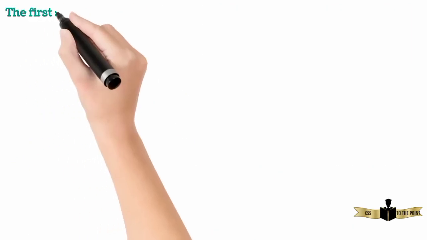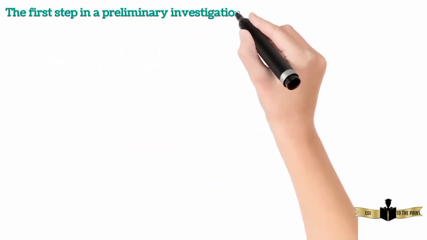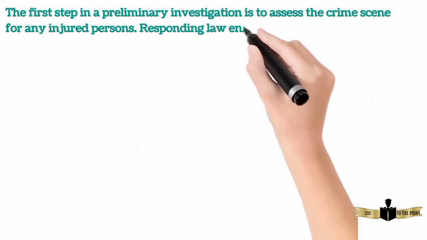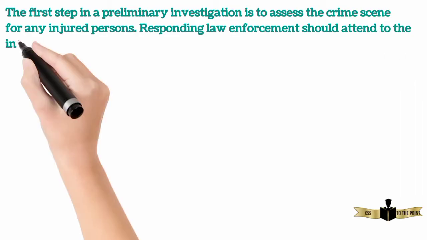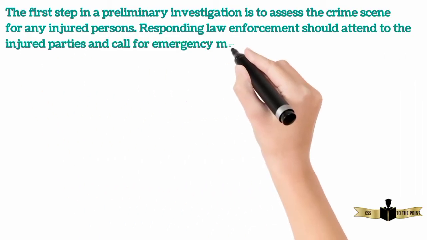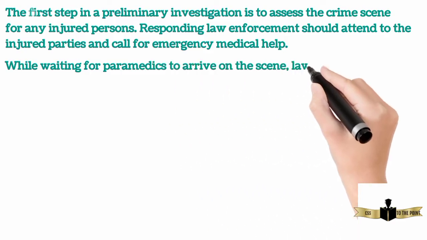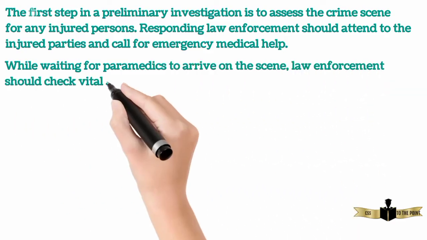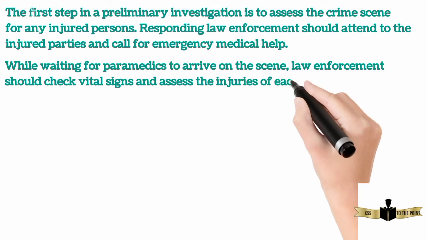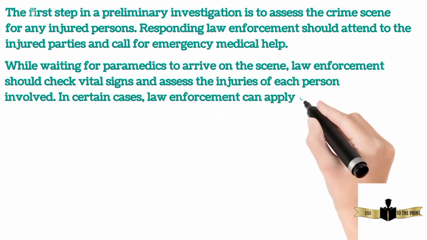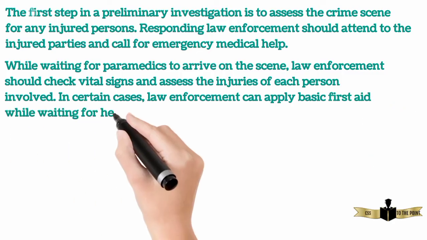The first step in a preliminary investigation is to assess the crime scene for any injured persons. Responding law enforcement should attend to the injured parties and call for emergency medical help. While waiting for paramedics to arrive on the scene, law enforcement should check vital signs and assess the injuries of each person involved. In certain cases, law enforcement can apply basic first aid while waiting for help to arrive.